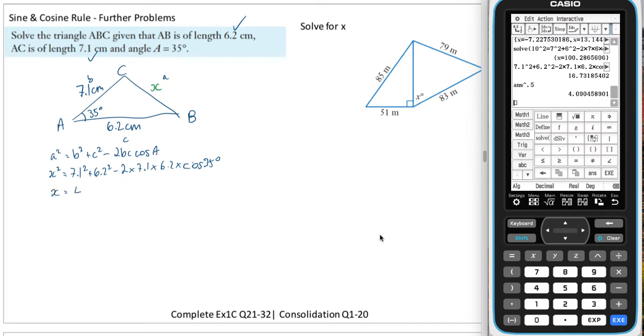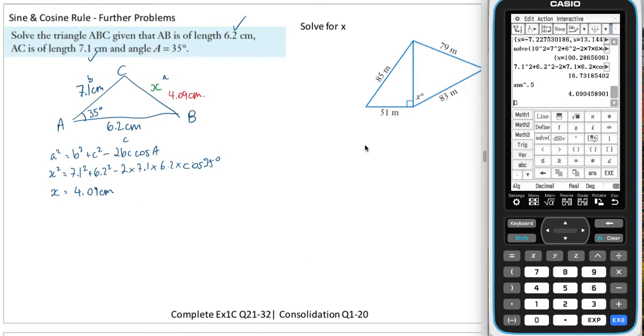And then we just do our sanity check to make sure we haven't done anything wrong. If this is 35 degrees, then we know that this side's going to be quite small in comparison to these sides. So we can see that this is smaller indeed than 6.2 and 7.1. Now I'm going to move on to the next question here.